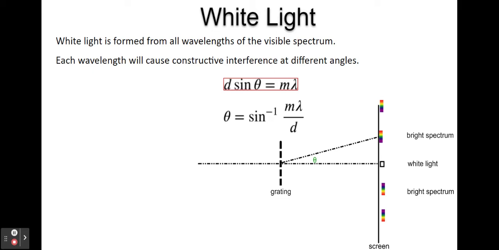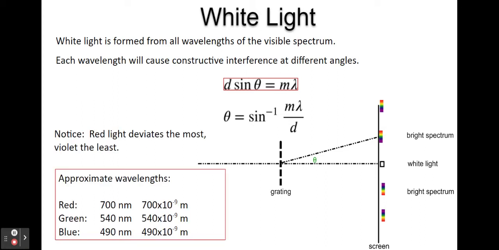So we end up with something a bit like this. So the angle between the center and the first violet band is the smallest because the wavelength of violet light is the smallest. The angle between the center maximum and the first red band is bigger because the wavelength of red light is bigger.